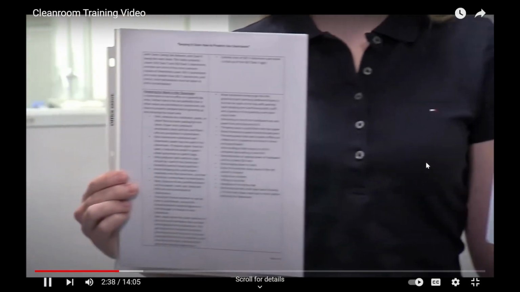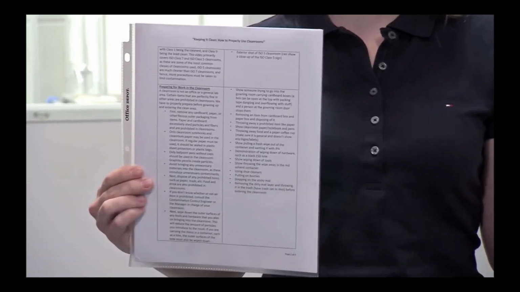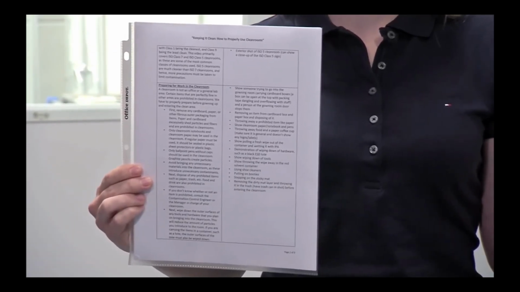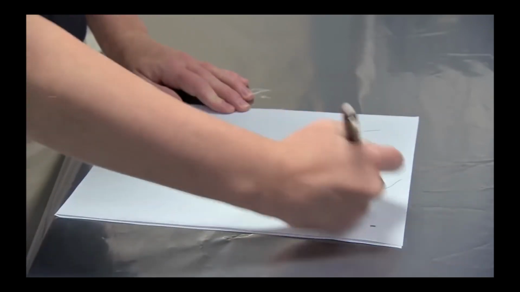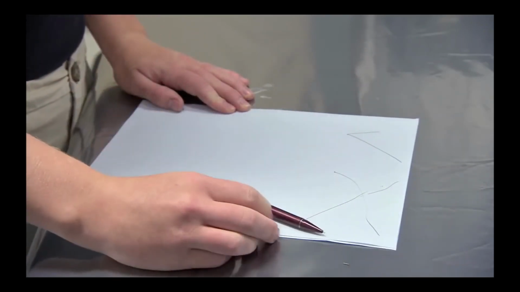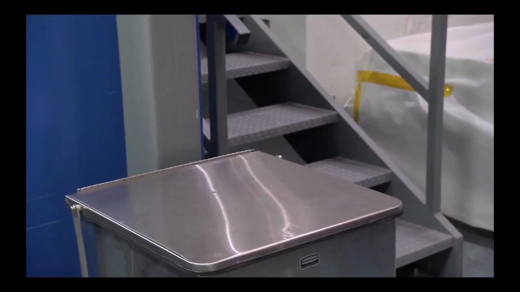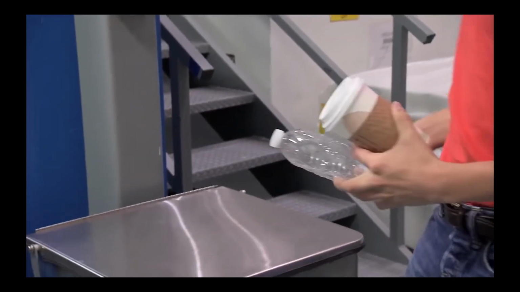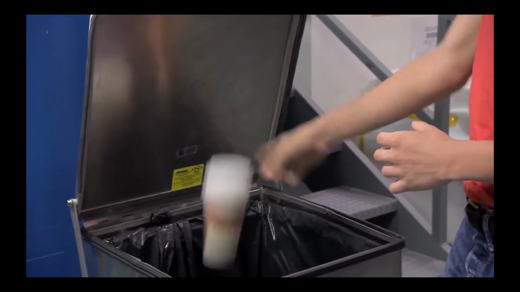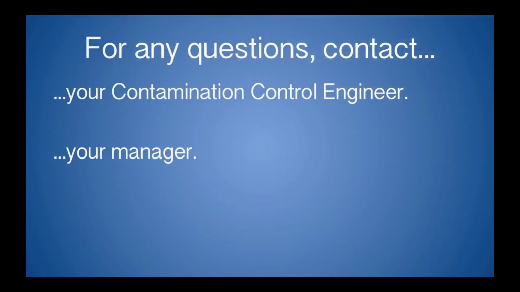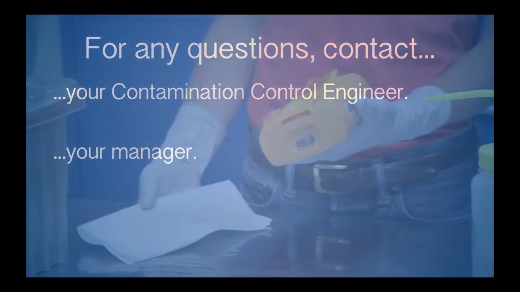If regular paper must be used, it should be sealed in plastic sheet protectors or plastic bags. Only ballpoint pens without caps should be used in the clean room. Graphite pencils create particles. Next, dispose of any prohibited items, such as paper, trash, etc. Food and drink are also prohibited in clean rooms. If you don't know whether or not an item is prohibited, consult the contamination control engineer or the manager in charge of your clean room.